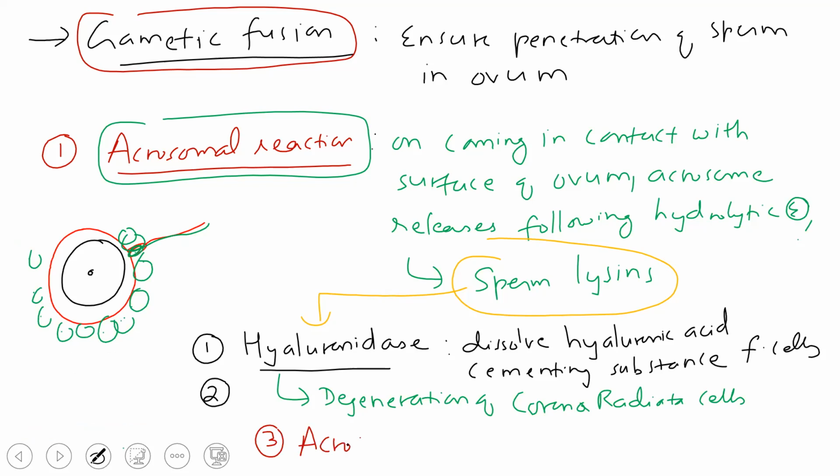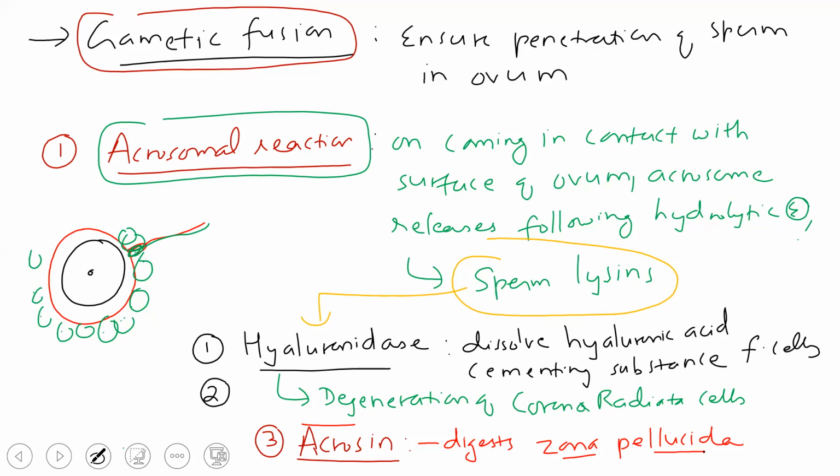It will also release a third enzyme, that is acrosin. Acrosin is mainly the enzyme which digests the zona pellucida. Now the corona radiata is done, it is next to the zona pellucida. So it digests the zona pellucida. What does it do? It digests the zona pellucida. Got it?